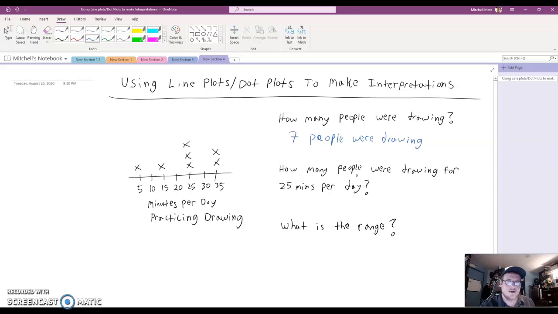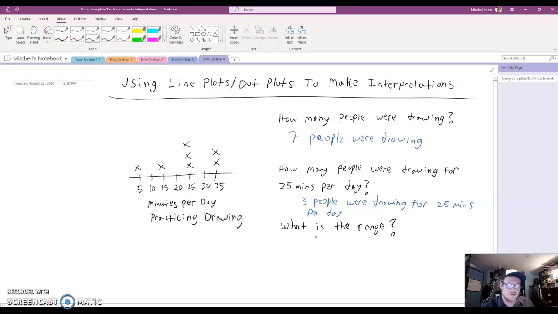Now let's ask a different kind of question. How many people were drawing for 25 minutes per day? All you need to do is look and see where 25 minutes is on your dot plot. And I see at 25, I have 3 X's. If I counted 1, 2, 3, I have 3 X's. So I know 3 people were drawing for 25 minutes a day when I went around and asked the survey. So in this case, 3 people were drawing for 25 minutes per day, if I wanted to write it in a complete sentence.